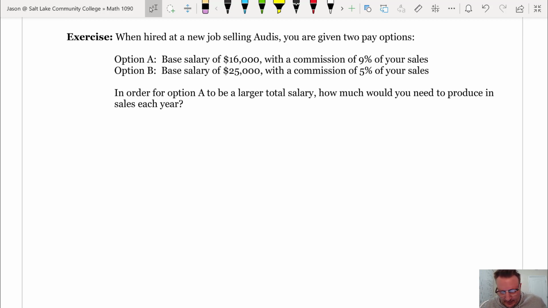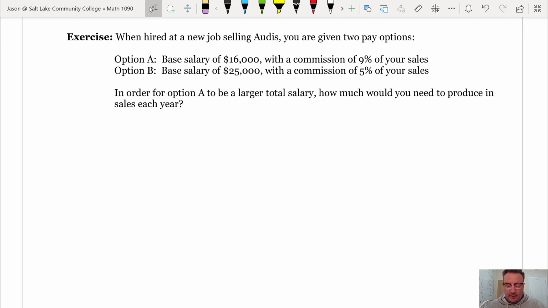So we're selling cars, right? And so part of our pay is a fixed quantity. This is like the cost function, right? It's a fixed amount. And part of our salary depends upon how many sales we make, how much we sell. And it's a percentage, right? We make a percentage of the sales. So if I do $100,000 in sales, 9% of that would be $9,000.